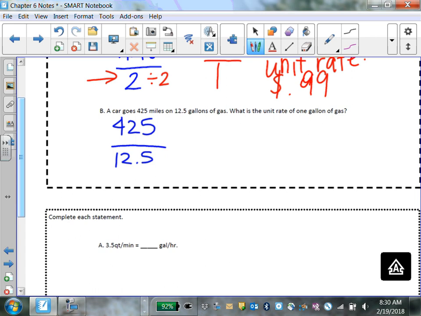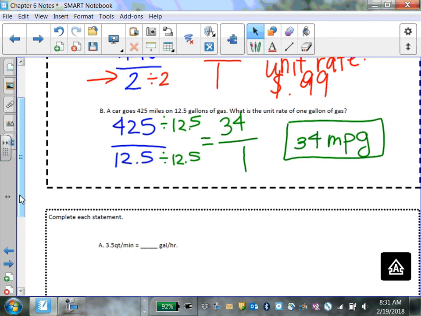Questions about that? All right, Grace, what do I divide by? Okay, so if I want to get 12.5 to 1, what do I divide by? 12.5 divided by what makes 1? 12.5. So I'm going to divide the top by 12.5 and the bottom by 12.5. And thankfully you all have a calculator, so you don't have to do this. You should have gotten 34, which means you get 34 miles per gallon.